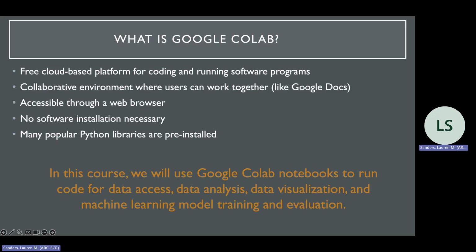So in this course, we're going to be using Google Colab notebooks, and we'll take a look at some examples in a second. We're going to be using them to run code for accessing data from data repositories, analyzing that data, visualizing it, looking for trends in the data, and then training our machine learning models and then evaluating their performance. And this is all going to be made really easy because we can do it through the browser without having to download any additional software.